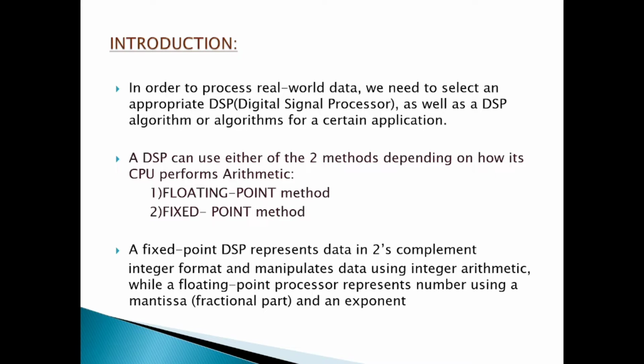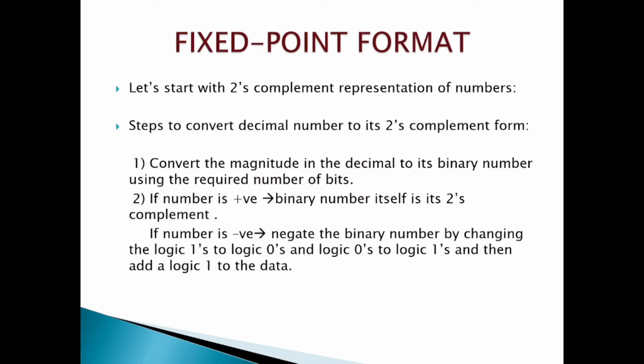Fixed point DSP uses 2's complement integers to represent and manipulate the data, whereas a floating point processor uses a mantissa and exponent in addition to the integer format to represent a number and perform operations on the data. Let us first discuss fixed point format.